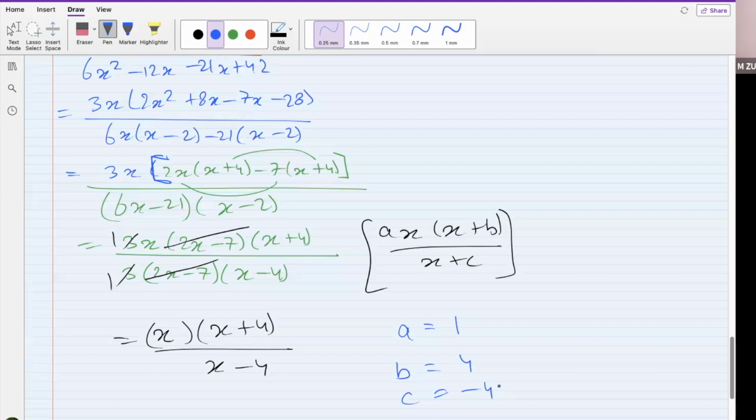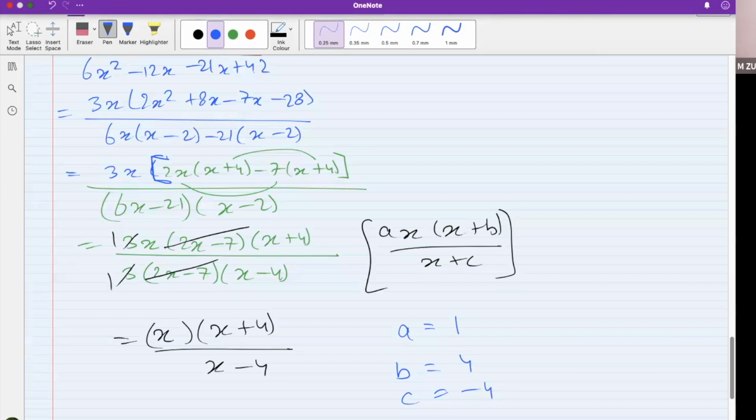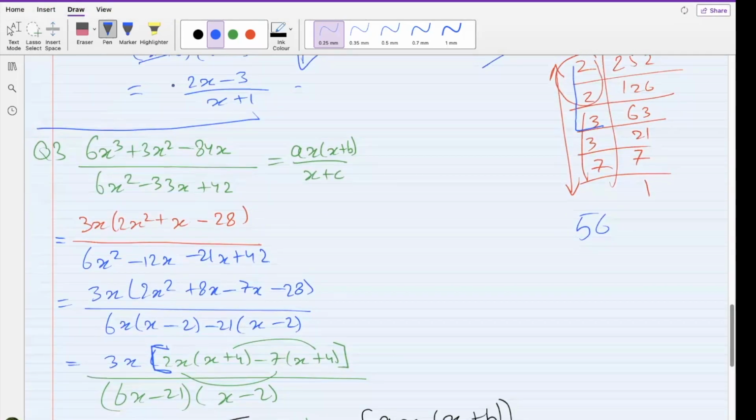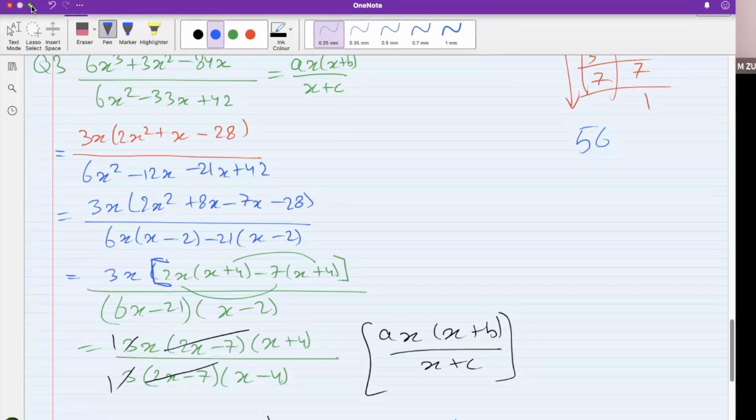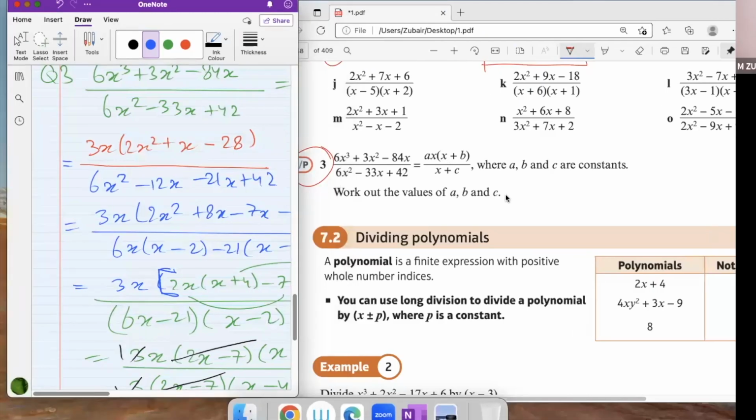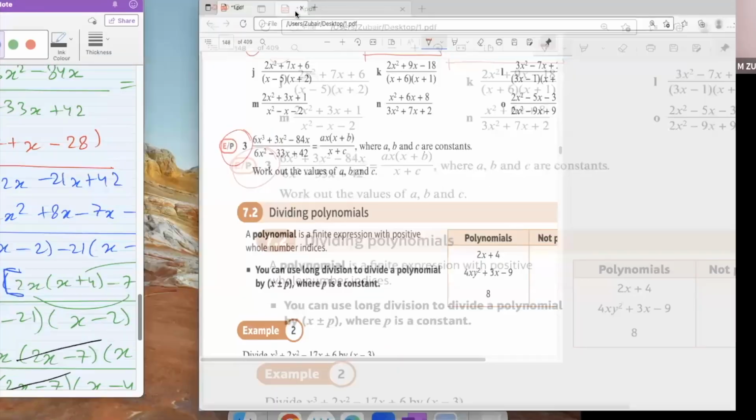Any doubts in this part? No, no, sir. No, sir. Thank you. So this is just the simplification and comparing the coefficients.